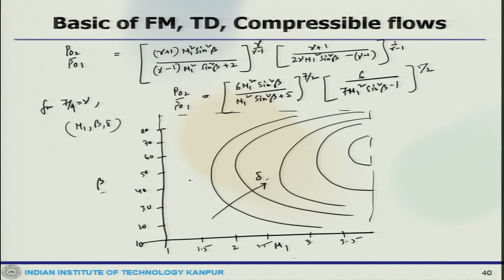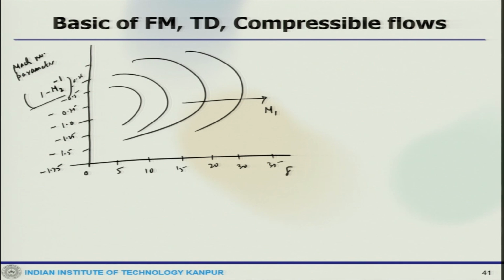Coming back to that, this is the upstream situation which you can get, and once you find out either beta or delta depending on Mach number, here is a relationship between delta, M1 and M2. So, this is the M2, M1 and delta relationship curve. You can use that and actually find out the Mach number downstream of the shock. So, this is how the oblique shock relations can be used.